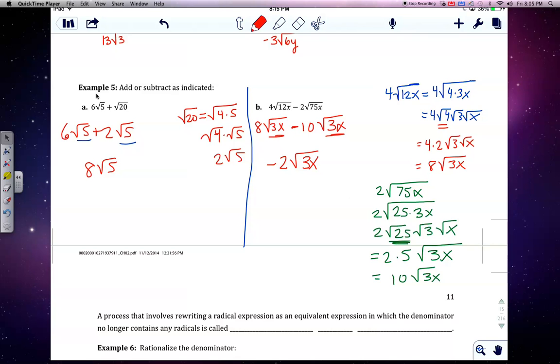Okay, so make sure when you're trying to add or subtract, that you have the same radical parts. And if they're not, when you simplify, they may become alike. And it's not going to always be alike. So you might have some in your homework where even after you simplify them, they're not alike, then you can't combine them.